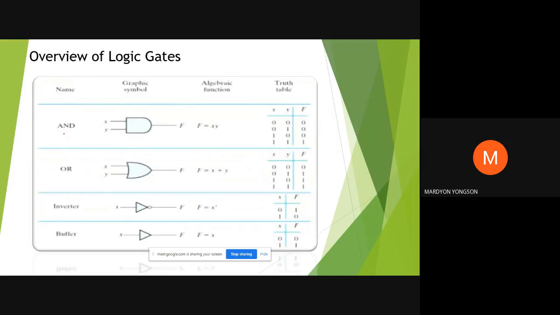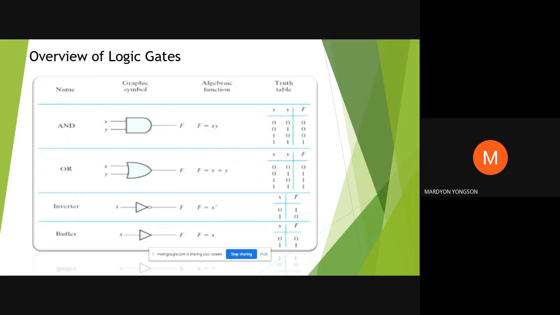So pag AND gate, ito yung symbol na ginagamit, and as you can see XY. So yung XY, ito yung input, and then yung F, here's the example output. So kung i-derive natin siya as a function, F equals XY. So yung output na F equals siya sa input na XY.